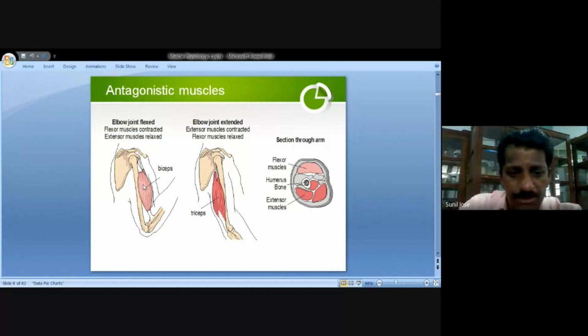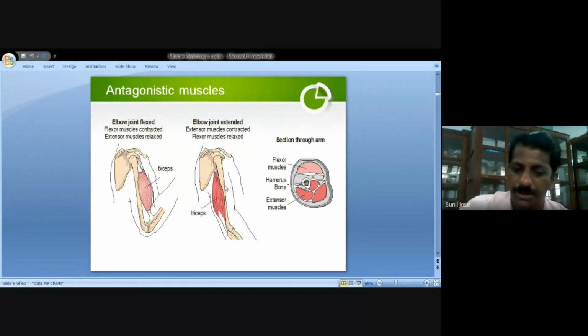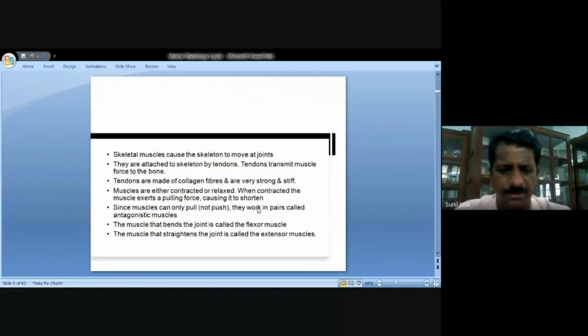So there are two muscles. The first muscle is the bicep muscle. During the contraction of the bicep muscle, the arm will be flexed. Whereas during the contraction of the other muscle, the tricep muscle, the arm will be straightened. So this action is called antagonistic action, or muscles always work in an antagonistic way. So that is one important feature of the skeletal muscle.